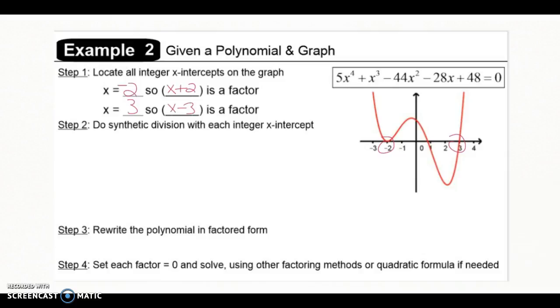We're going to set up the synthetic division. Same process here. 5, 1, -44. Writing down the coefficients of the polynomial in standard form. -28, +48.